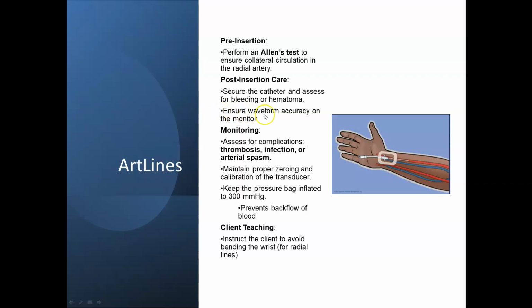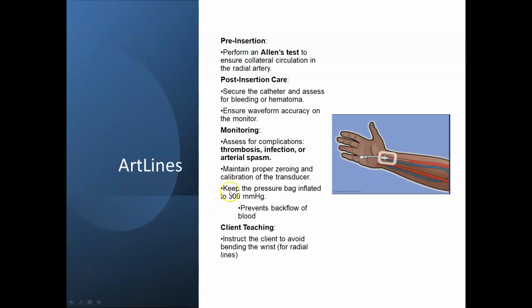Again, when you get into your critical care courses, you will ensure your waveform accuracy so they will be relatively close to each other. You're going to assess for complications. It's the normal complications: thrombus, infection, spasming, which can really throw things off. Maintain proper zeroing of the calibration of the transducer, which is just a fancy way of me saying when you had to do something for that client to get an accurate reading, that's what it is.